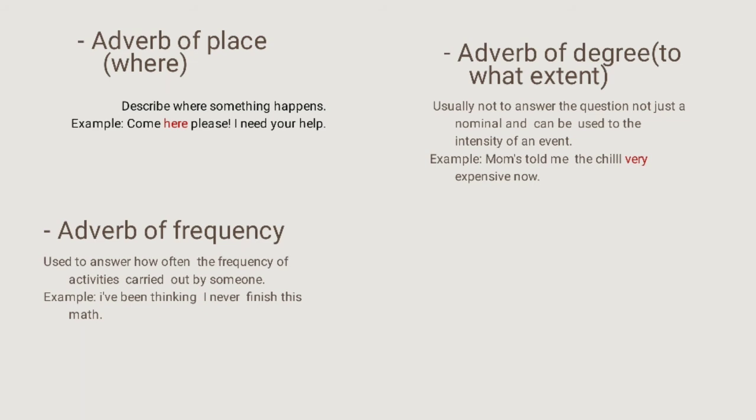And number 4, adverb of frequency is used to answer how often, the frequency of activities carried out by someone. An example, I've been thinking, I never finished this math. And number 5, adverb of degree or to what extent, can be used to show the intensity of an event. An example, Mom told me the chili is very expensive now.